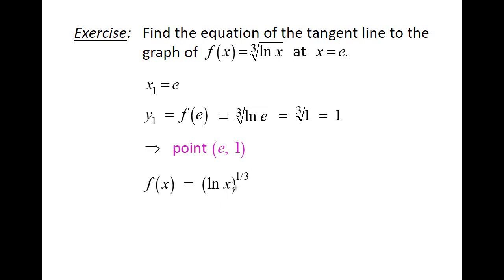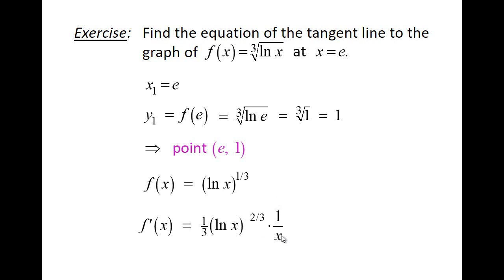If you take the derivative of the outside, you get 1/3 x to the 1/3 minus 1, and then you replace x by ln of x, and then you multiply by the derivative of ln of x. So the derivative would be 1/3 ln of x to the power 1/3 minus 1, which is negative 2/3, multiplied by the derivative of ln of x, which is 1 over x.